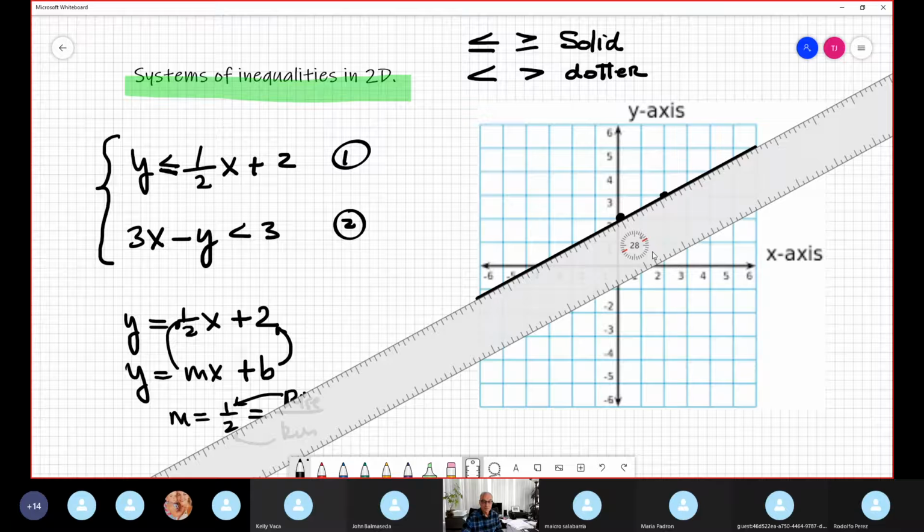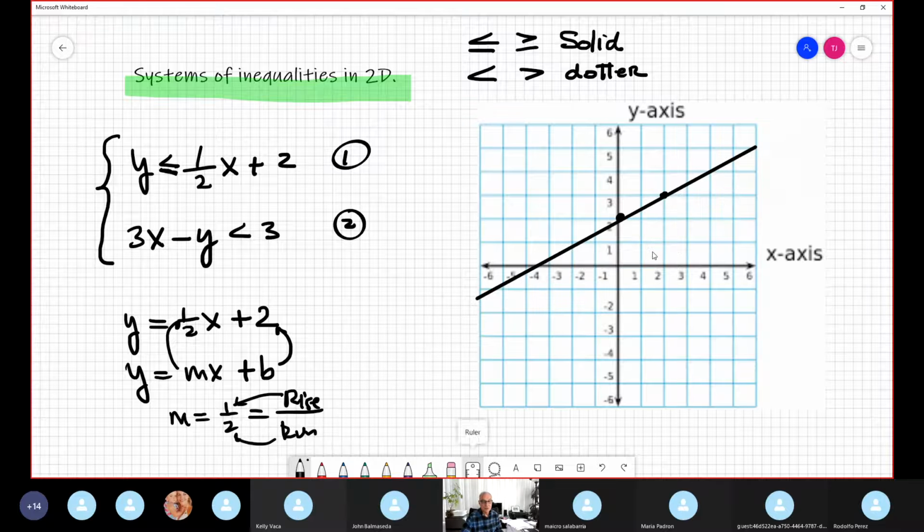Now, I don't finish with the first one because I need to decide whether to shade above or below, and it's less than. If it's less than, it's obvious that it's below. By convention, less than or equal is below. Below what? Below the line. Greater than or equal, or greater than, is above the line.